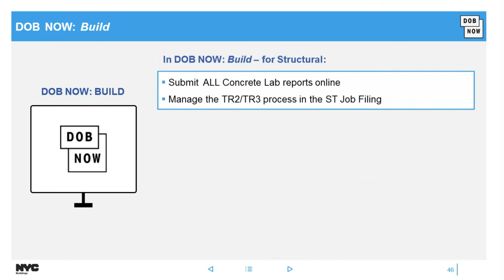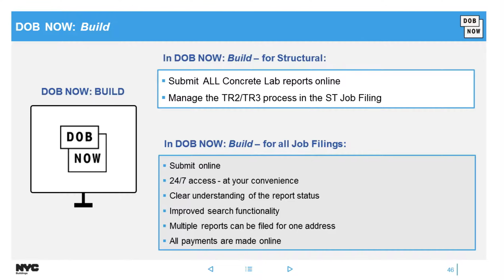So once again, all of the forms that you would have submitted will be now found within the system. You will now submit that digitally. Also, that TR2, TR3 process, which I'll get into shortly, will also be within the system. All your fees are also now paid online. Anyone associated to a job filing can pay.